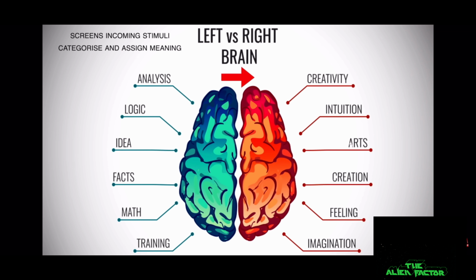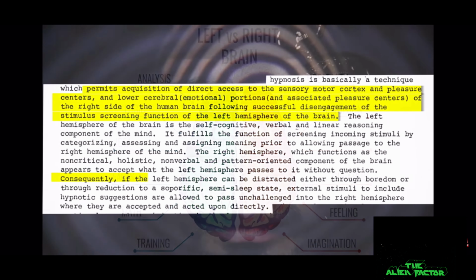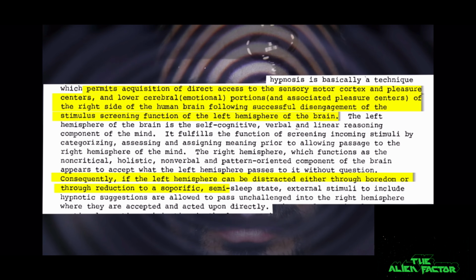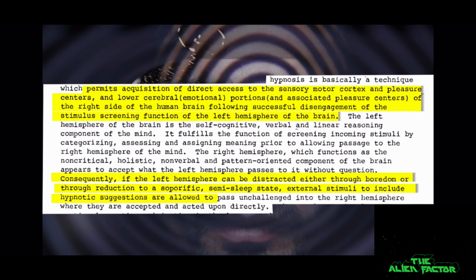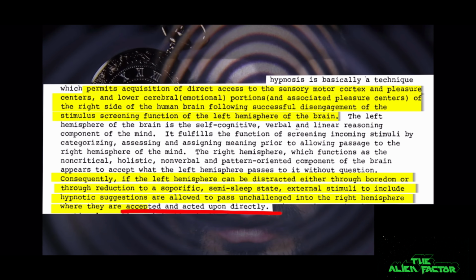The right hemisphere, which functions as the non-critical, holistic, non-verbal, and pattern-oriented component of the brain, appears to accept what the left hemisphere passes to it without question. Consequently, if the left hemisphere can be distracted either through boredom or through reduction to a soporific, semi-sleep state, external stimuli to include hypnotic suggestions are allowed to pass unchallenged into the right hemisphere, where they are accepted and acted upon directly.